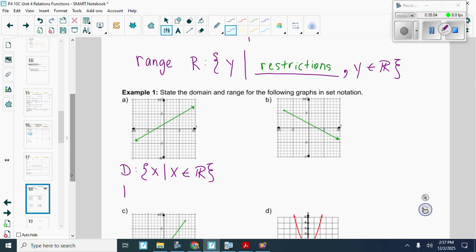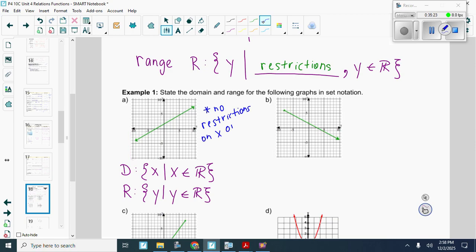So in this case, we're going to write range: y such that y belongs to real numbers. And then maybe write yourself a note here. This is what it looks like when there's no restrictions on x or y. So this is what a domain and range can look like when there's no restrictions.